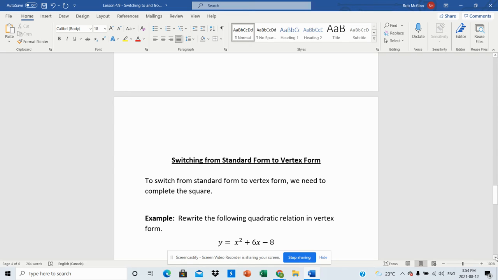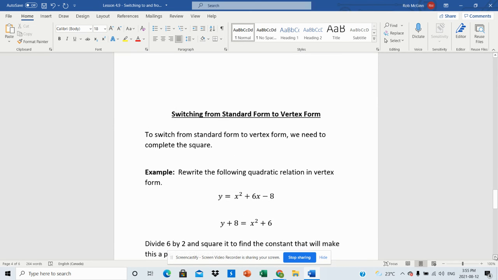So just like before, I want to get my constant to the other side. The one difference from our previous lesson on completing the square is that in those cases, we normally set our equation equal to 0. Here it's set equal to y. We can't get rid of y, we're just going to keep it there. It's not going to do anything. So we're going to bring the minus 8 to the side with the y, and we'll have y plus 8 equals x squared plus 6x.